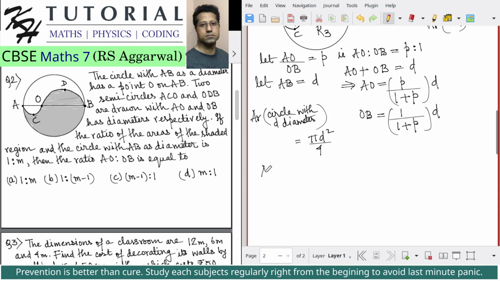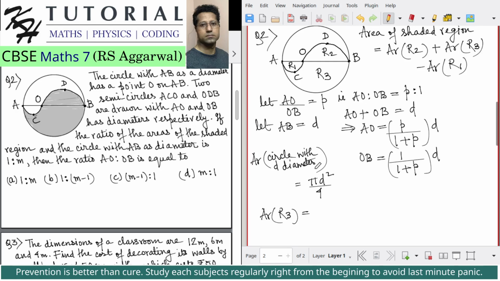So what is the area of R3? R3 is a semicircle with AB as diameter. So what is the area of a semicircle? It is half the area of the circle, and the area of the circle with AB as diameter is pi d square by 4. So the area of R3 will be half into pi d square by 4, which is pi d square by 8. This is the area of the semicircle R3.